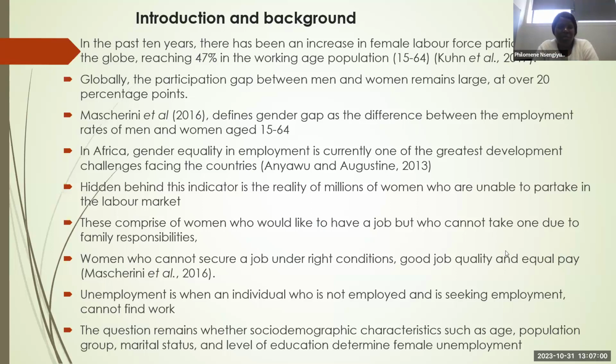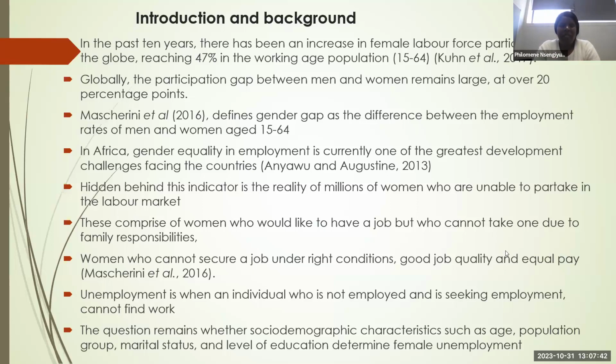All this comprises women who would like to have a job, but they cannot take one due to family responsibilities and other problems. Possibly they're unable to find work. Women who cannot secure a job are part of those women who cannot work. They are unable to secure a job under the right conditions, unable to find a good quality job, and unable to get equal pay.